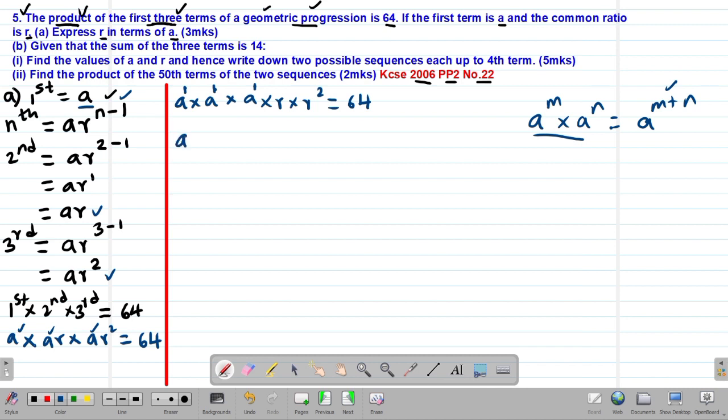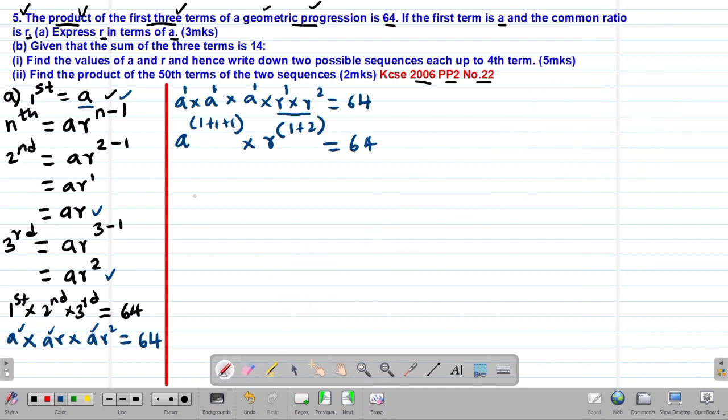Similarly, this is the same as saying a to the power of 1 plus 1 plus 1, since we have 3 a's, multiplied by r, which is r power 1. Because we have the base of r and r, we add the powers 1 plus 2, and this should give us positive 64. Now, simplifying the powers, we end up with a to the power of 3, r to the power of 3, being equal to 64.